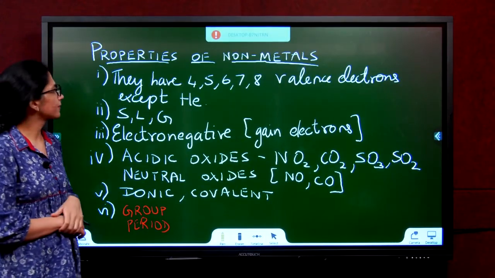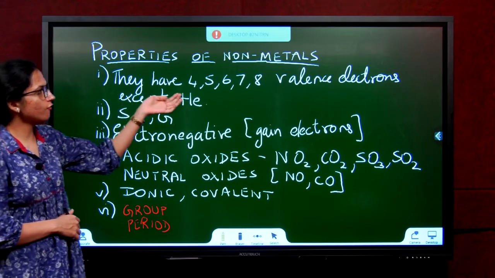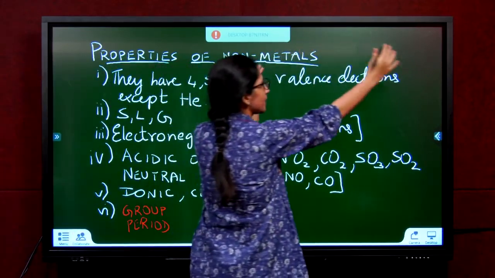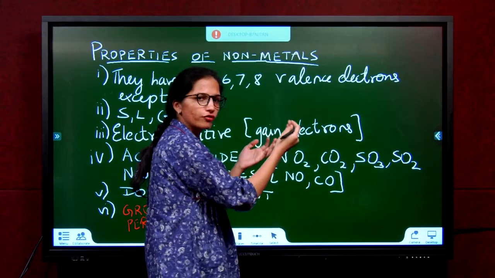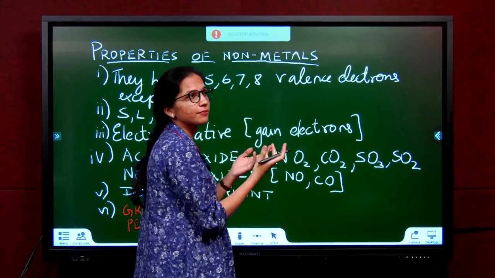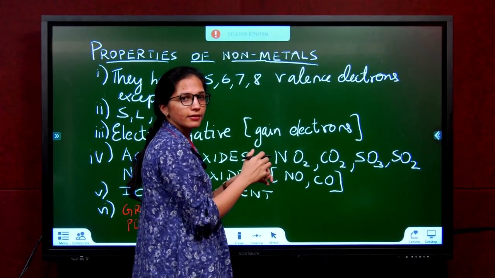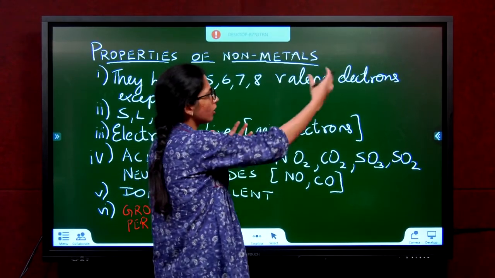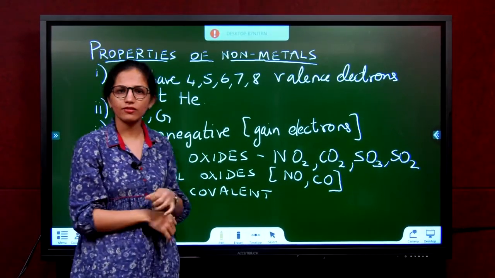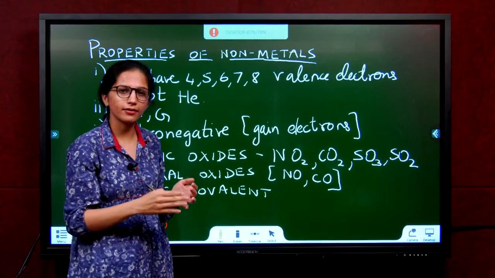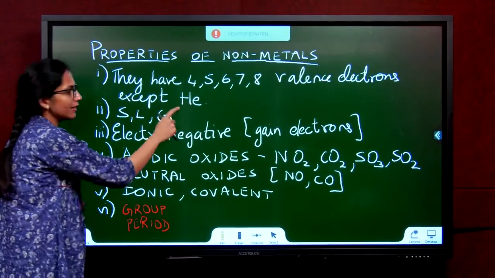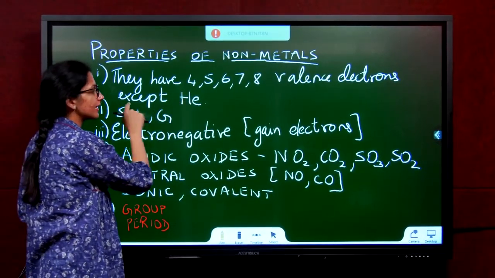Properties of non-metals. They have 4, 5, 6, 7, 8 valence electrons except helium. Look at your table. All the elements that were placed here were non-metals. They had either 4 (carbon), 5, 6, 7, 8. For example, 2, 8, 5 is 15. Which element is that? Phosphorus, non-metal. So all those elements that have valence electrons 4, 5, 6, 7, 8 were all non-metals. 8 refers to noble gases. They all are non-metals, argon, neon, etc. But helium is also a noble gas, but its valence electron count is 2. Therefore, it says except helium.